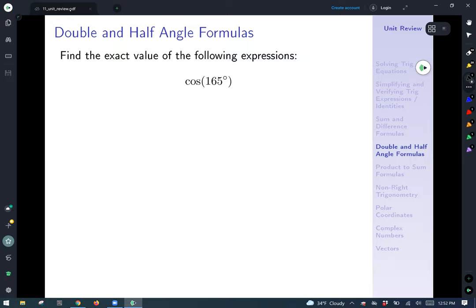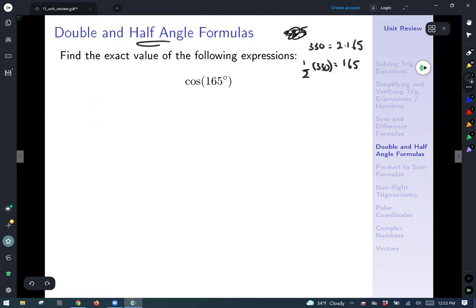Cosine of 165 degrees. Well, when I prepped for this, I took half of 165, and that gave me something to the tune of 88.25 or something like that. I don't know, don't check me. But it wasn't a nice number. What I did then was multiply it by 2, and 330 is equal to 2 times 165. In other words, 165 is 1 half of 330.